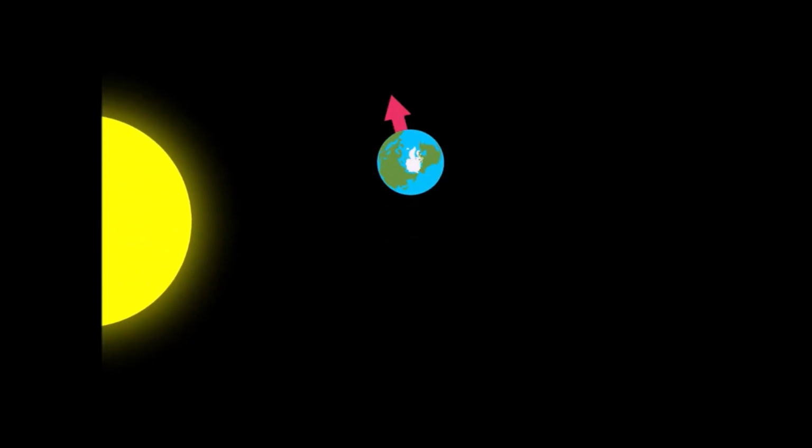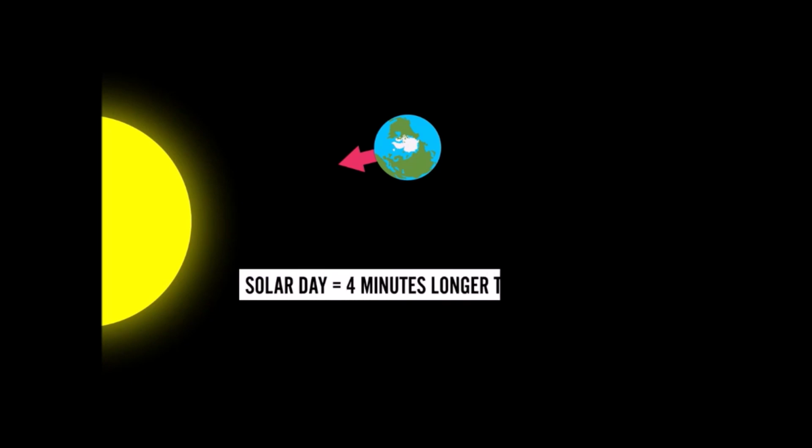But during that time, the Earth moved a little bit in its orbit around the Sun, so the arrow is no longer pointing in that direction. For that to happen, the Earth needs to rotate a little bit more, which takes about 4 minutes. So a solar day is about 4 minutes longer than a sidereal day, and consequently, stars rise 4 minutes earlier every night.